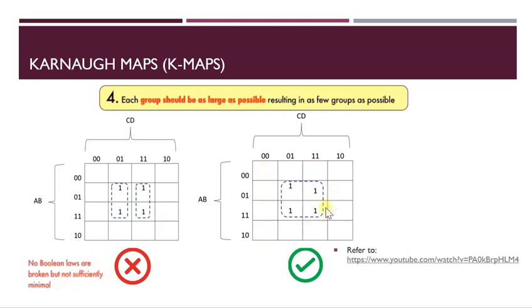But at the right-hand side here, basically the mapping is the same, right? 1, 1, 1, 1. So we have four 1s together, and this can be grouped as one group. 4 cells as one group, and this is larger compared to the left-hand side.